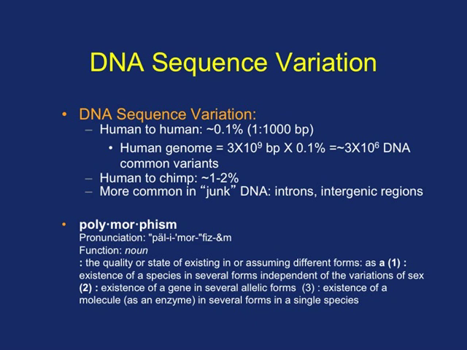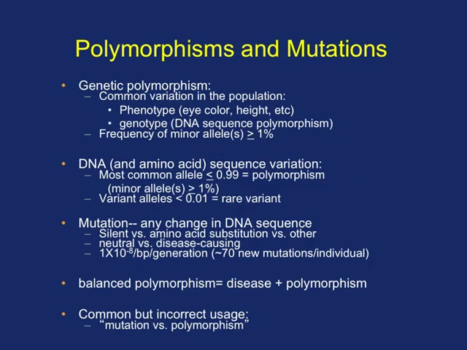Okay, so we already talked about all this. DNA sequence variation, there's a lot of it. 0.1% between any 2 humans, 1 to 2% if we compare ourselves to chimps. You all are familiar with polymorphisms. You understand this distinction. This is really, really important.